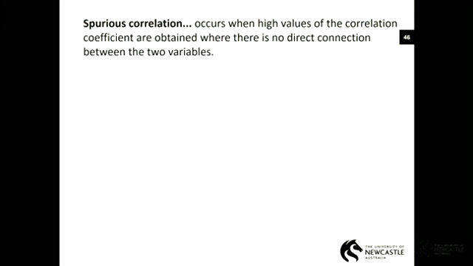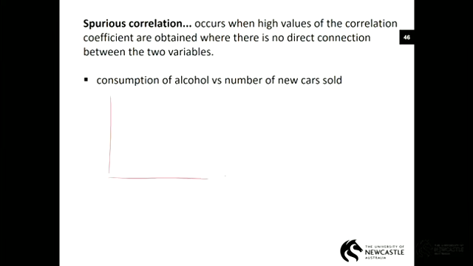But spurious correlation occurs when high values of the correlation coefficient are obtained where there's no direct connection between variables. Like imagine if I plotted consumption of alcohol versus number of new cars sold. And I said, throughout a year, when the alcohol consumption in Newcastle was high, we had a lot of cars getting sold. When in a certain part of the year alcohol consumption was low in general around Newcastle, there weren't many cars being sold.